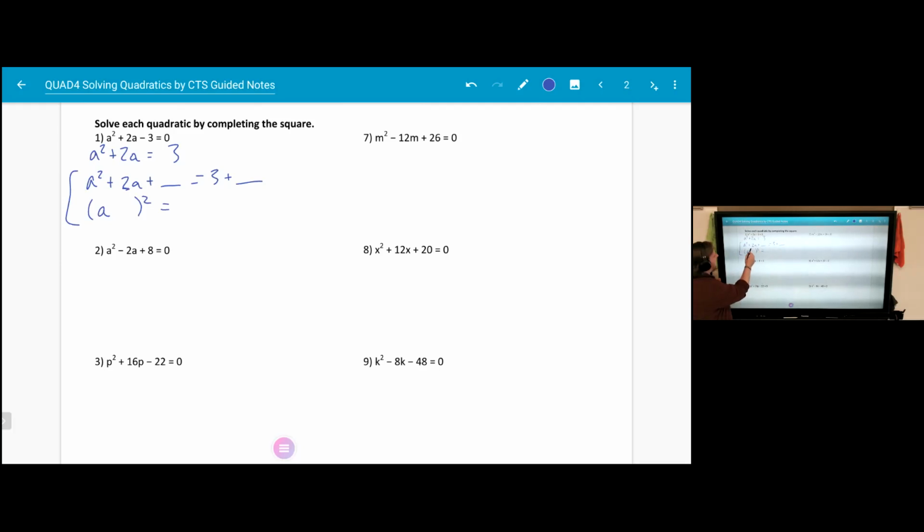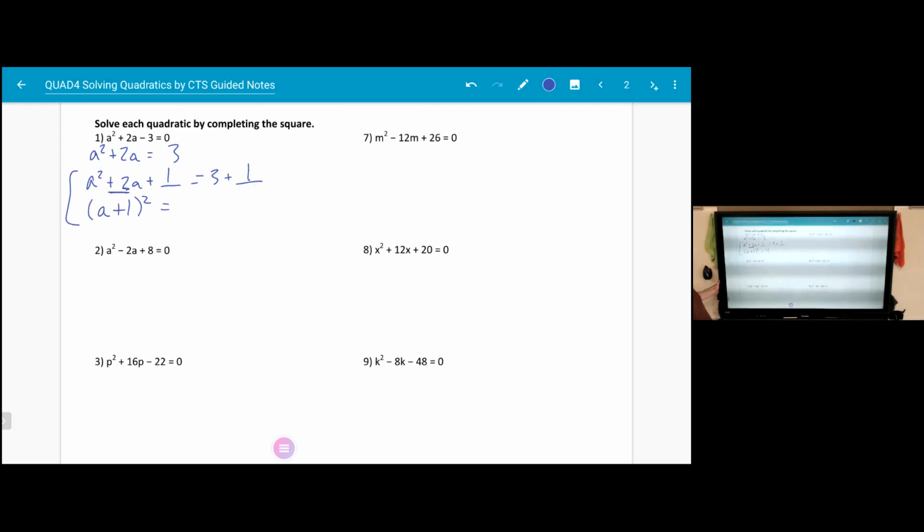I'm going to take my coefficient and divide it by 2, just like we talked about. That b value divided by 2, 2 divided by 2, is 1. I square that number and add it to both sides. This becomes a plus 1 squared equals 4. And if we factored this, if I added 1 to both sides, what multiplies to 1 but adds to 2? 1 and 1, or a plus 1 squared equals 4.